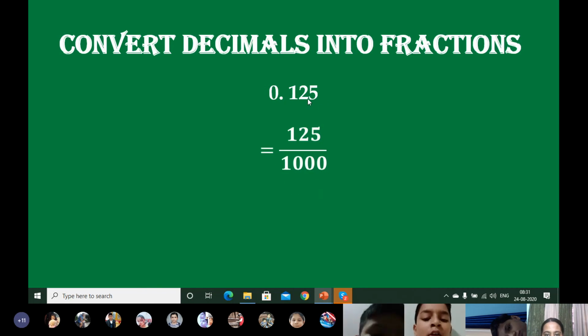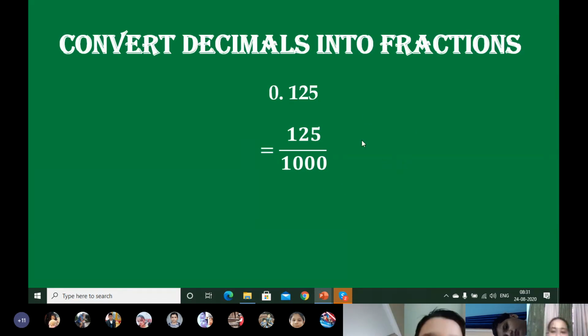So what happened? 125 was written in the numerator part. Decimal was removed. 1 was written, and 1, 2, 3 zeros. So how many zeros did we require? 3. Understood? Yes, ma'am. Now, we always write fractions in their lowest form, right or wrong? Ma'am, right. So is it in its lowest form? No, ma'am. So we will convert it into lowest form.